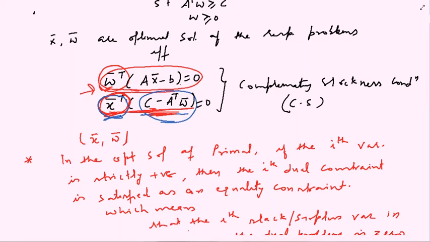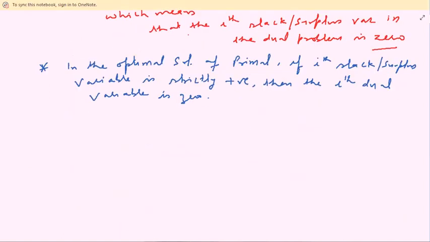So essentially there is a relationship between the primal variables and the slack or surplus variables of the dual problem. If the primal variables are positive, then the corresponding slack or surplus variables assume 0 values. Now let us understand these concepts by means of an example.